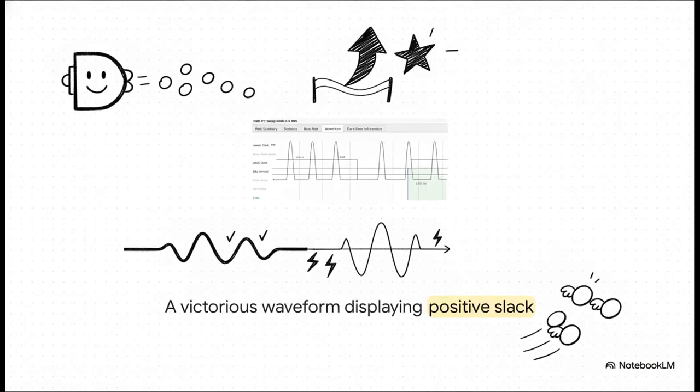And just look at the result. We have a victorious waveform. The data is still arriving at the exact same physical time of 5.65 nanoseconds. But because our clock constraint is now a much more relaxed 4 nanoseconds, the data required time has shifted outwards. We now have a massive, comfortable positive slack of 2.880 nanoseconds. The data comfortably beats the clock edge with plenty of room to spare.